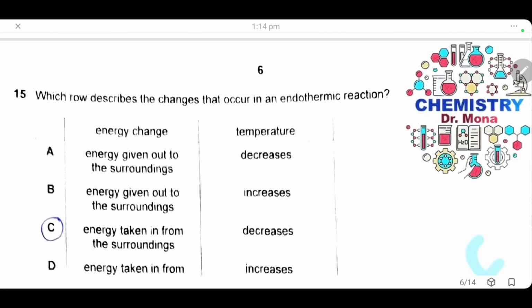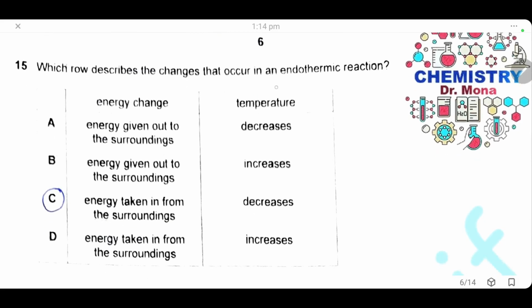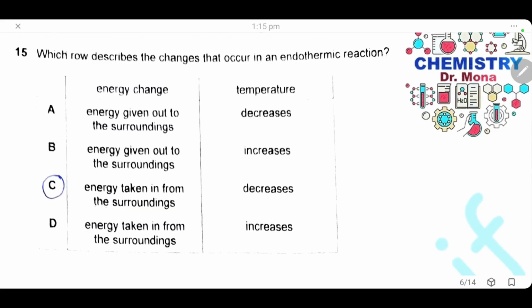Question 15. Which row describes the change that occurs in an endothermic reaction? In an endothermic reaction, the energy is taken from the surroundings, and the temperature of the reaction will decrease. So the answer is C.